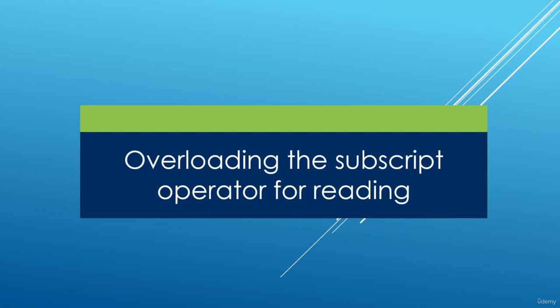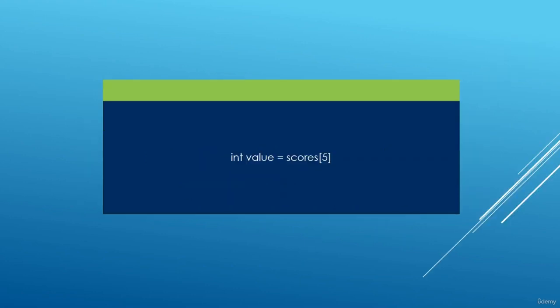In this lecture, we're going to see how we can overload the subscript operator and use that to read data from our custom class. The subscript operator is what we have been using to read and manipulate data from our arrays. Remember the syntax we used with square brackets like this to access an element at index 5, for example. We want to use this syntax to manipulate the member variables of our own point class.